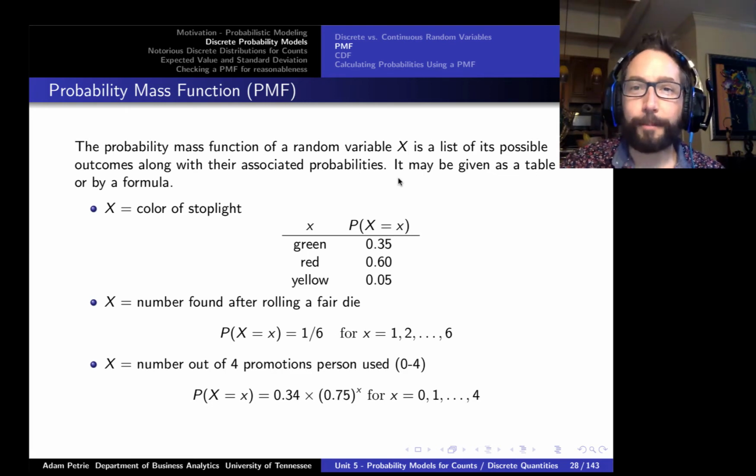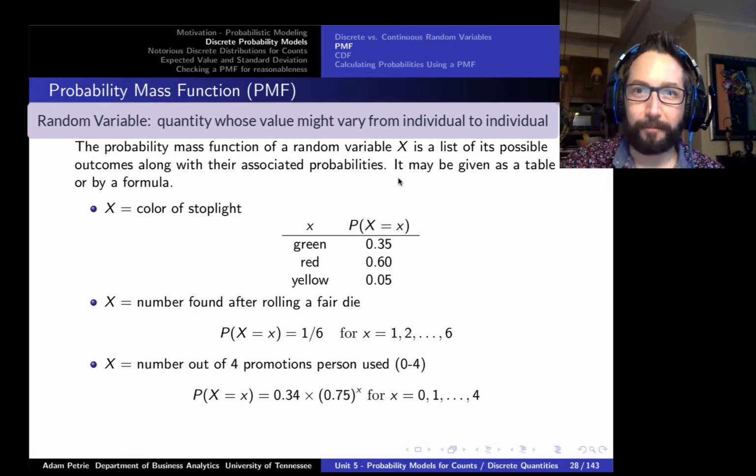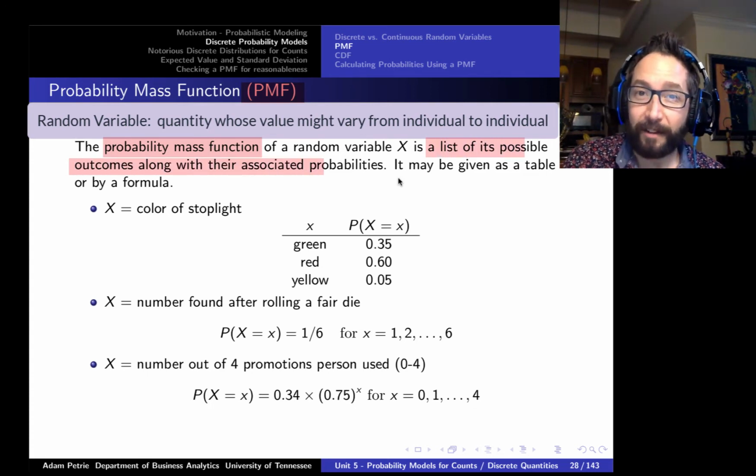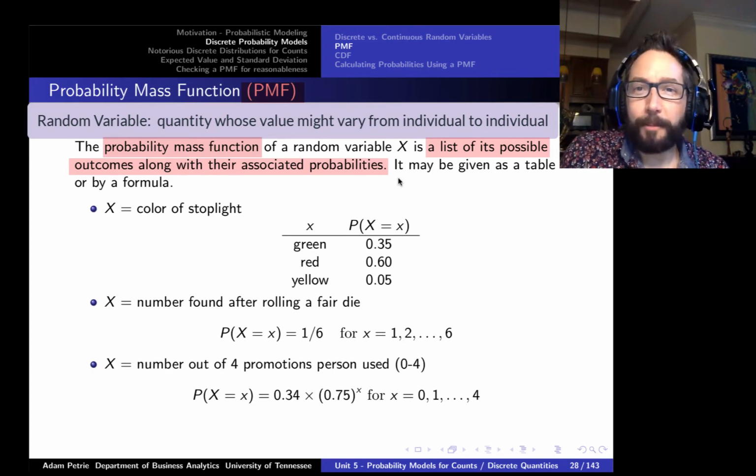So when we talk about a probability model, we're going to talk about the probability model for a random variable, some random quantity whose possible values might vary from one person to another. And we're going to describe a probability model for a discrete quantity, like a count, via its probability mass function, or PMF for abbreviation. So what is this PMF? What does this probability model consist of? Well, it simply consists of the list of possible values, our little x's, that we might observe, and the corresponding probabilities for each of those outcomes. And we might represent this in a table form.